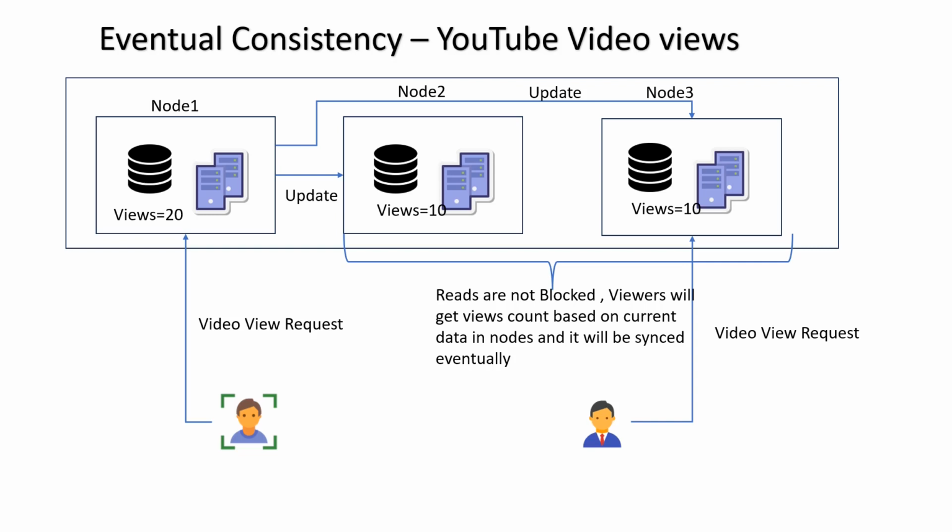So that's why we say the system is eventually consistent. Maybe at the moment, the current data is only available at node 1, but node 1 will make sure that it's also updated in the other nodes as well. So eventually, it will make sure that data becomes consistent across all nodes, but in between it will not stop any read requests, so that the system is highly available.